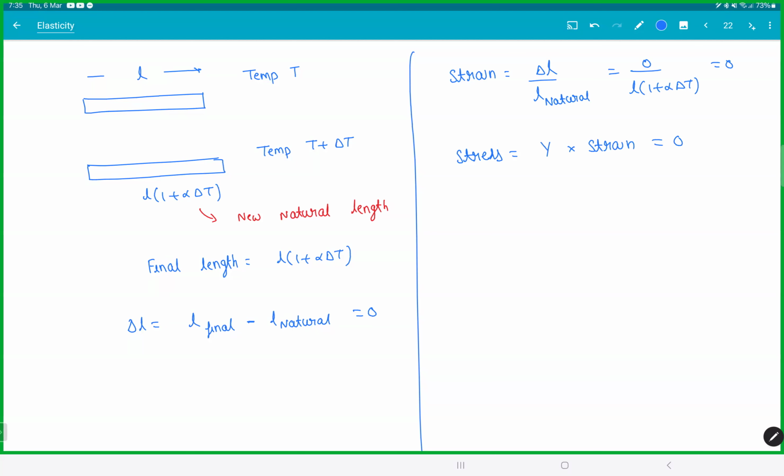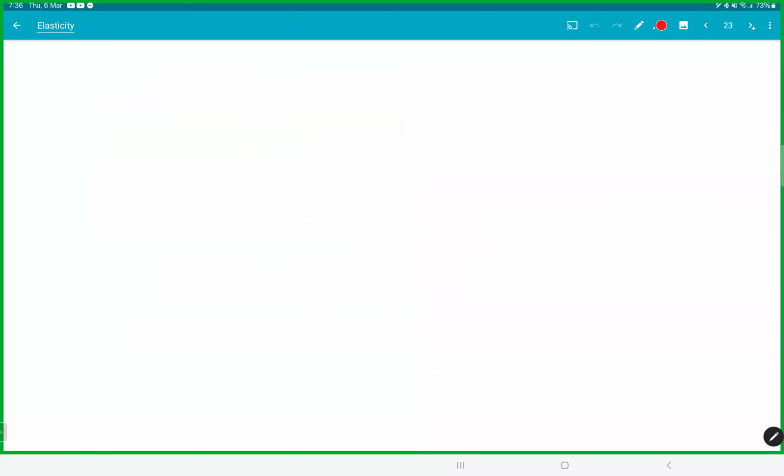Is this clear, everyone? Let me give you one more question like this. I think that will make things more clear. So when does it create stress then? All clear with this? So be careful. Delta L in thermal expansion and elasticity are not same.